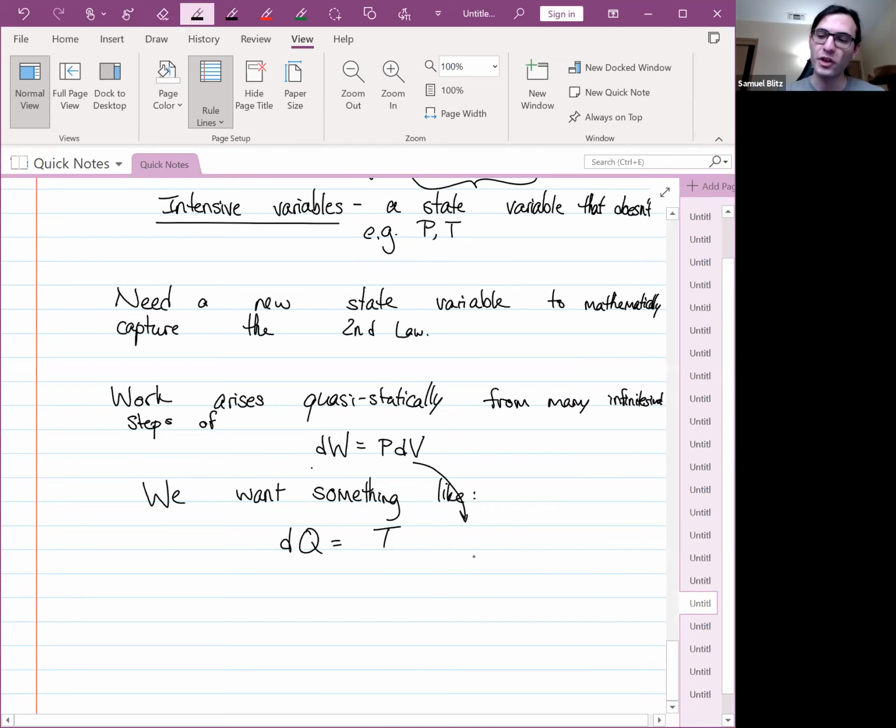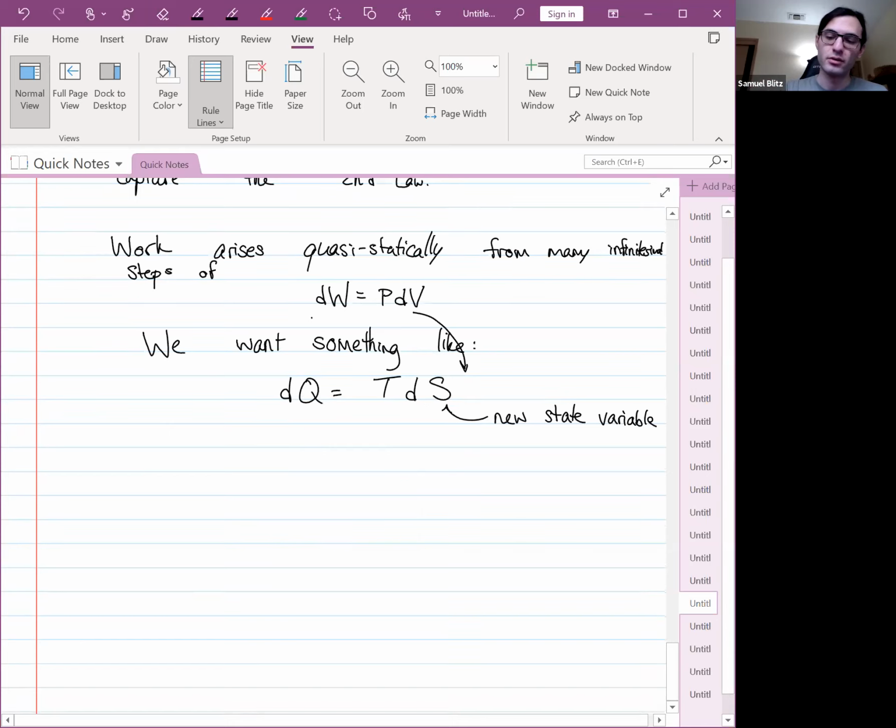So I'm going to call this a new symbol. I'm going to call it S. This is our new state variable that we need. So the question then is, what is S? Well, from this formula, we know the units of dq are in joules and the units of temperature are in Kelvin. So the units of S should be in joules per Kelvin.